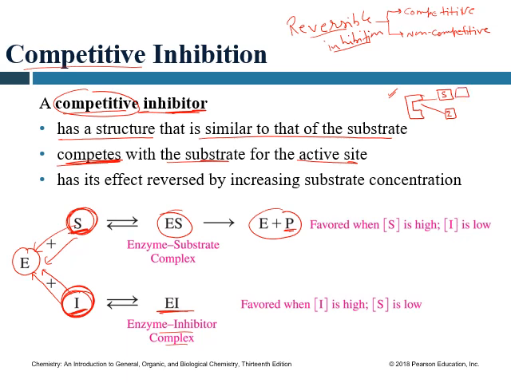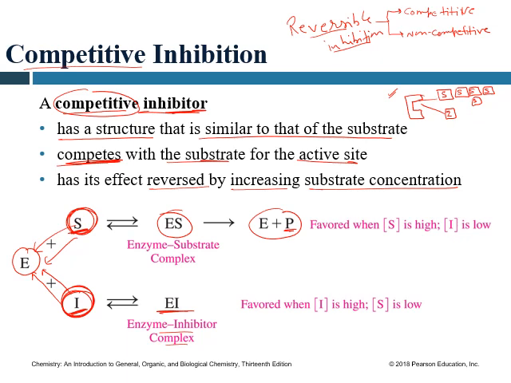if I increase the substrate concentration, what's going to happen? There is a higher chance of one of the substrate molecules out of the five to get into the active site, compared to only one chance of the inhibitor going into the active site. So if we increase the substrate concentration, we increase the chance of the substrate going inside and making a product, right? So you can reverse that effect by increasing the substrate concentration, right?